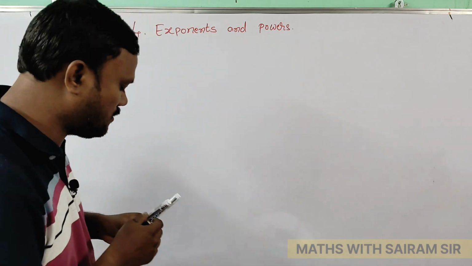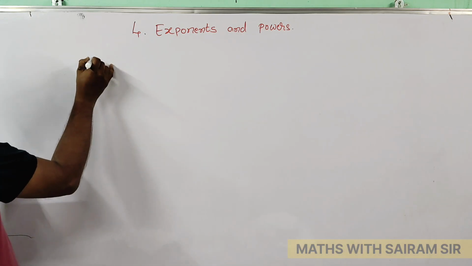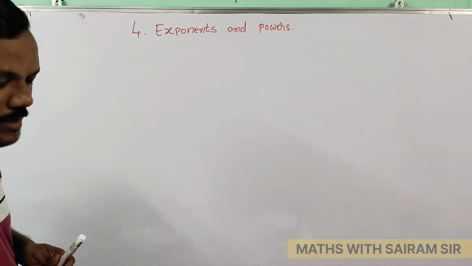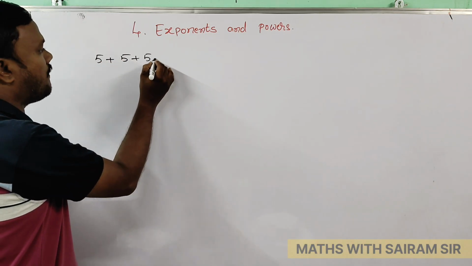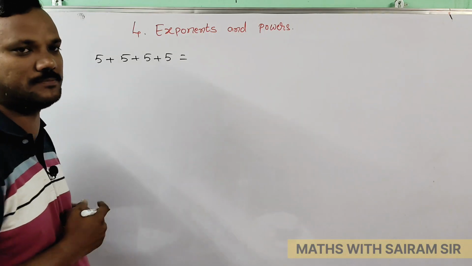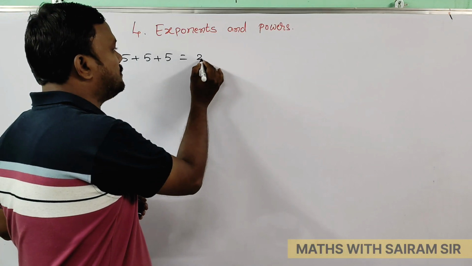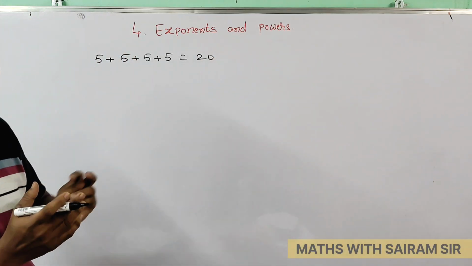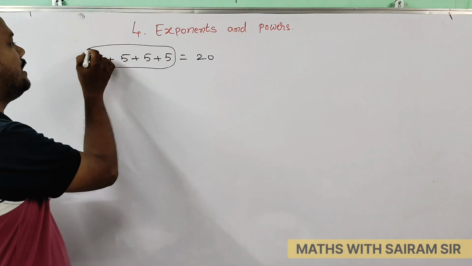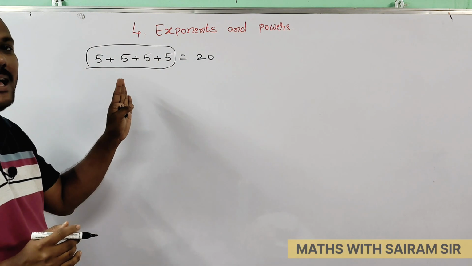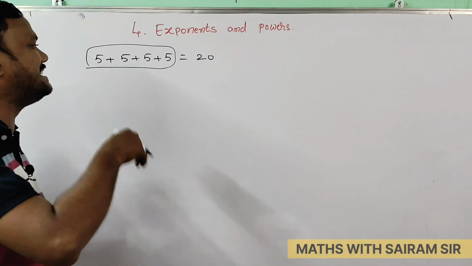If I want to go on with repeated addition of the same number, let me write it. If I take 5 added to itself 4 times, what would be the answer? We all know that the answer is 20, but I am not focusing on the final answer of 20. I am focusing on this part: what we did was repeated addition of the same number to itself.